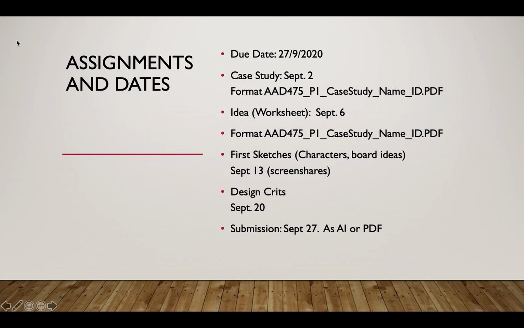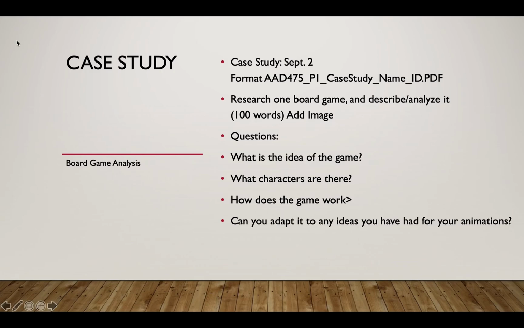And then the submission is September 27th as an Adobe Illustrator or Acrobat file. So at this point, this particular lecture was in the middle of the case study section. So that's just merely the format of the file.